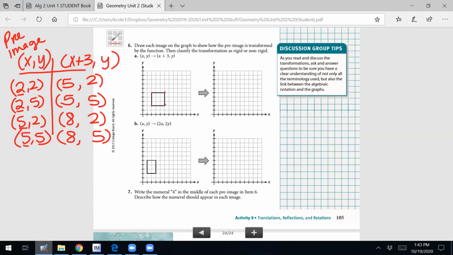From there, then I'm just plotting my new ordered pairs. So I've got 5, 2, then 5, 5. Then I have 8, 2, and 8, 5. Easy, easy, easy if you take a second to do the table. Now, do you have to do a table? No, but there are a lot of us that mess that one up.